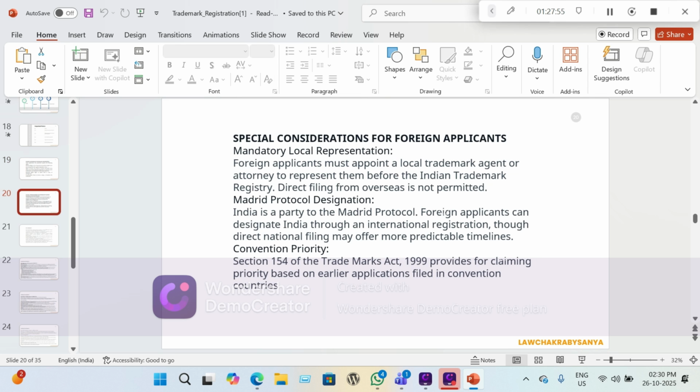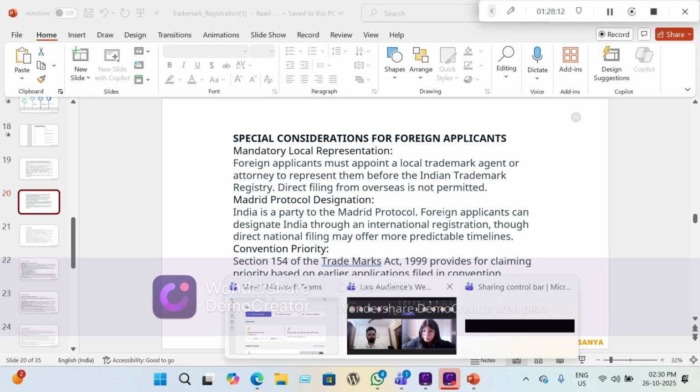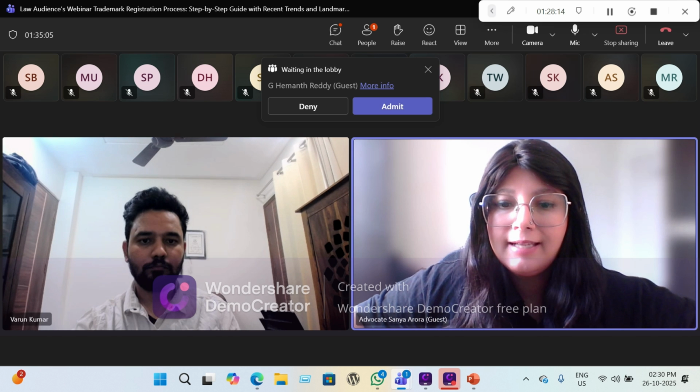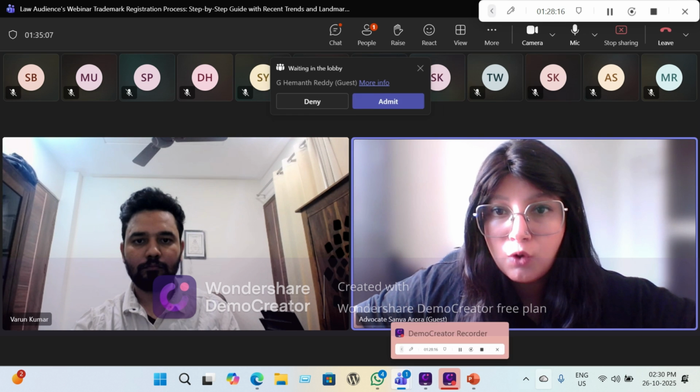There are some special considerations for foreign applicants. Foreign applicants, if they want to register in India, they have to have a local representation. So they must appoint a local trademark agent or attorney to represent them before Indian Trademark Registry. Direct filing from overseas is not permitted.